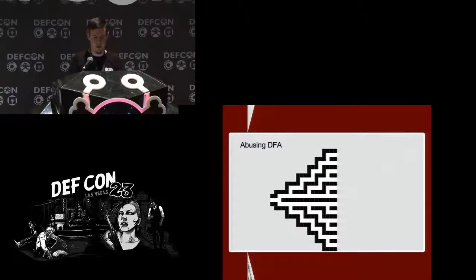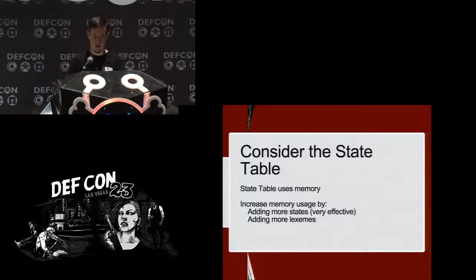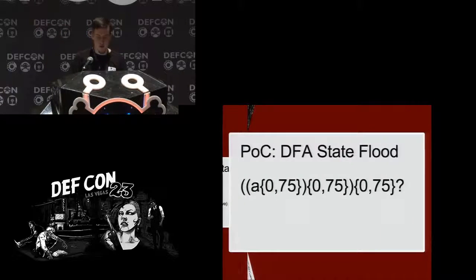So now let's talk about abusing DFAs, and we'll talk about abusing NFAs after this, which is more complicated. Thinking of the labyrinth, this is the way I'd abuse it. You give it multiple paths, so you expand that memory out because it has to traverse all of them at the same time. That's an example, a POC. It's an expression where, not even getting to the point of giving it a string to search, just the fact that it has to load that expression up as a state table would consume a lot of memory.